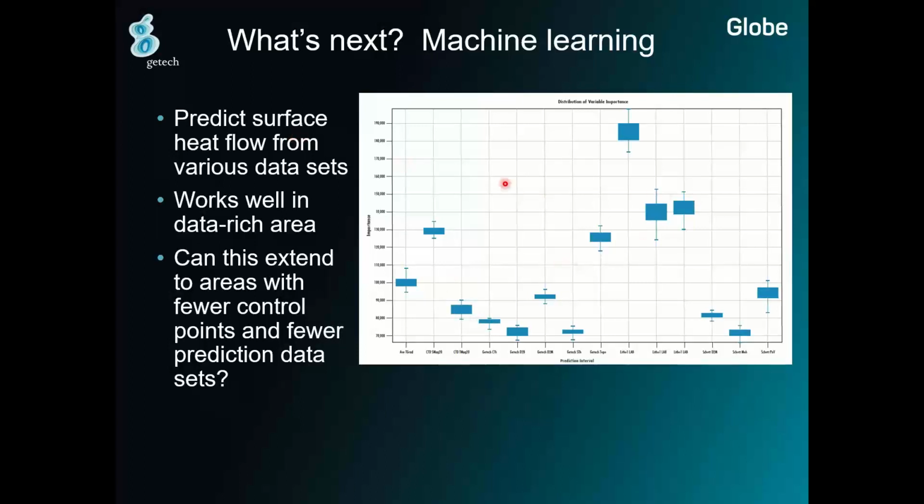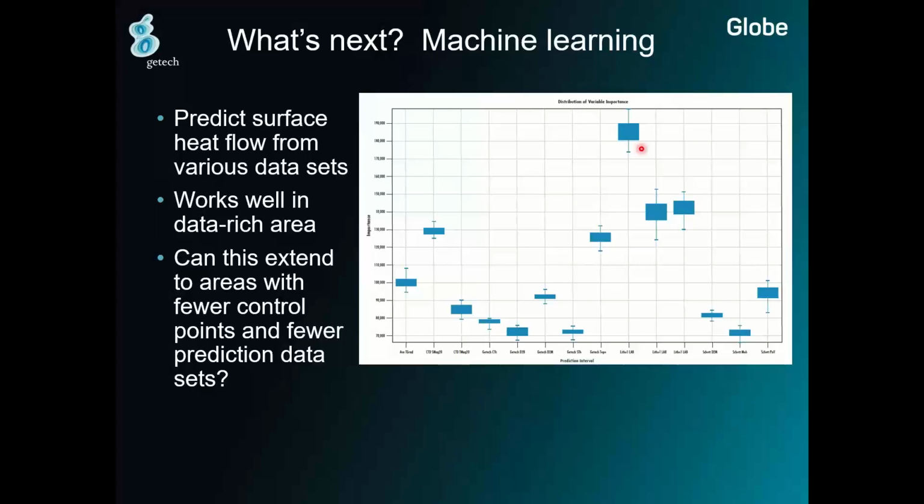And this is the sort of analysis you get, and you find that some of these data sets predict the surface heat flow really quite well, and some don't really help a lot. And then you need to be careful with your analysis and make sure you're only really picking things which are sensible and are not cyclical in some sense.